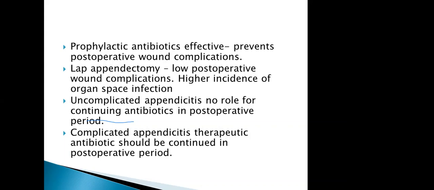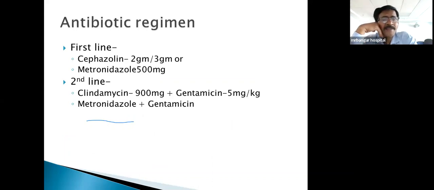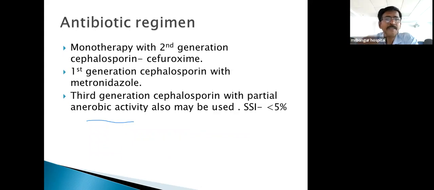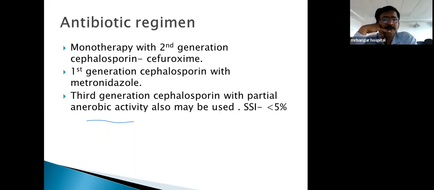So in uncomplicated appendicitis, you can give just one shot of antibiotic, and there is no need to continue antibiotics in the post-op period. However, in complicated appendicitis like gangrene, perforation, or local abscess, you need to continue the antibiotic in the post-op period. And the preferred antibiotic is either cefazolin and metronidazole or, second, clindamycin and gentamicin combination. Another alternative is you can continue the second generation cephalosporin, cefuroxime, or first generation cephalosporin with metronidazole.